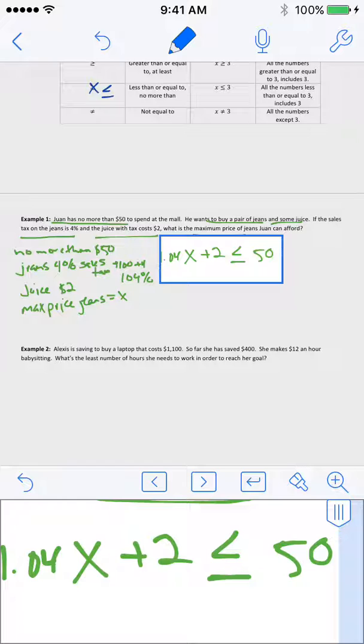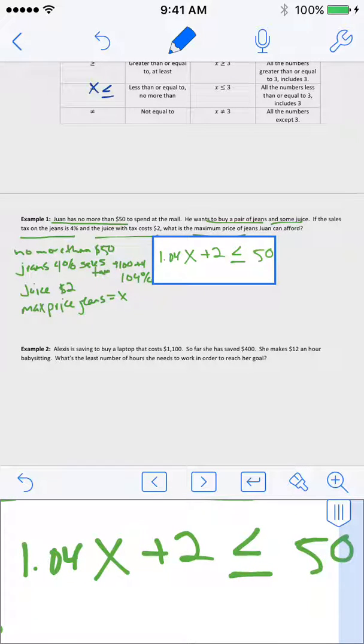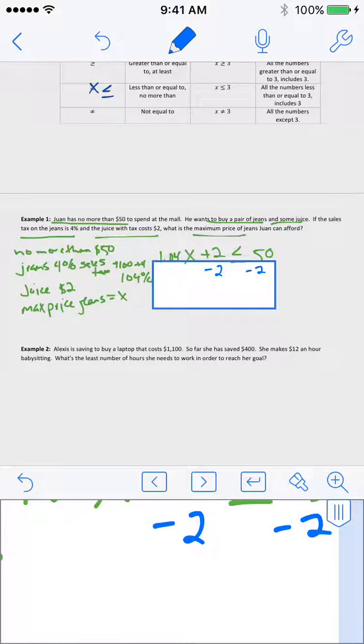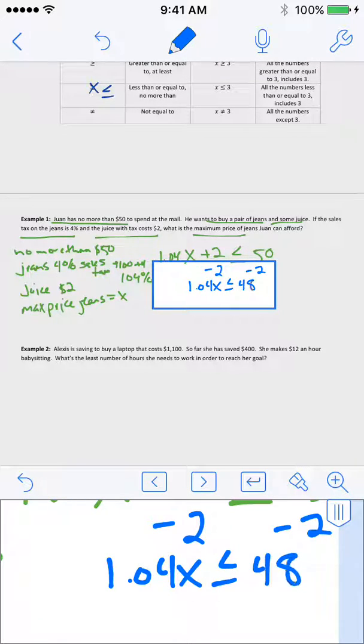Now we can just go ahead and solve it. So let's go ahead and solve that out. We can subtract the 2 from both sides, right? Subtract the 2, we get 1.04x is less than or equal to 48. And remember that other thing I have to worry about with inequalities, if I ever divide or multiply by a negative, what happens? I gotta switch the sign, right? I gotta switch the sign.